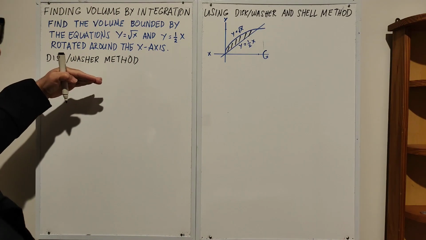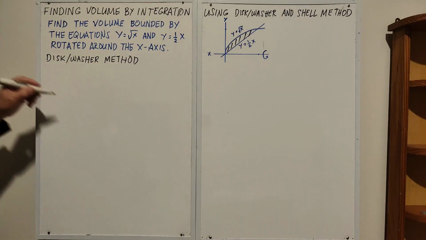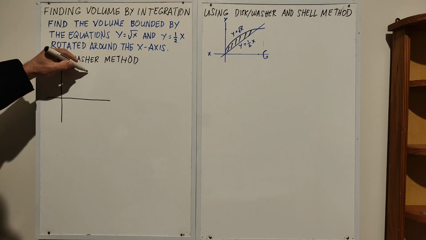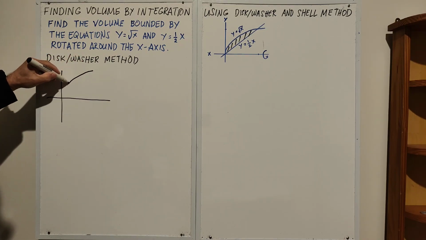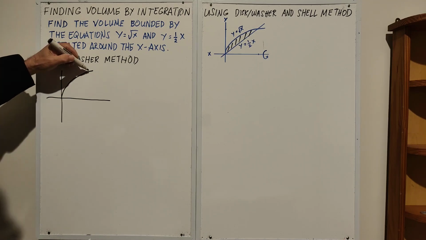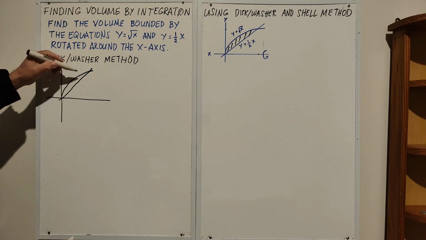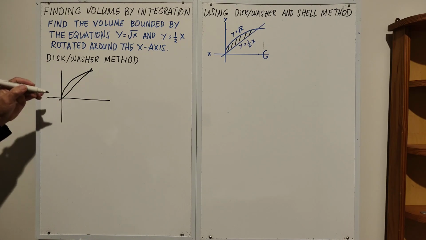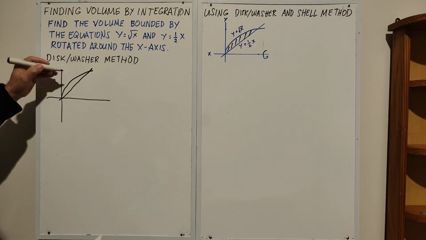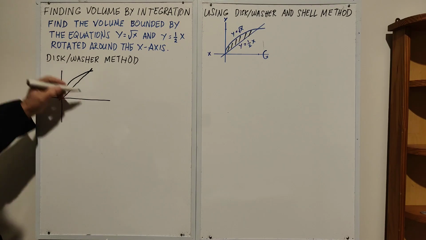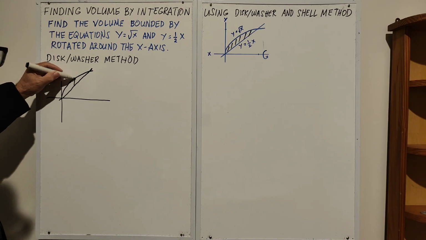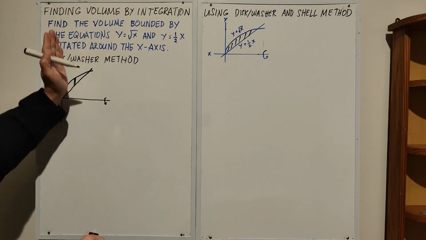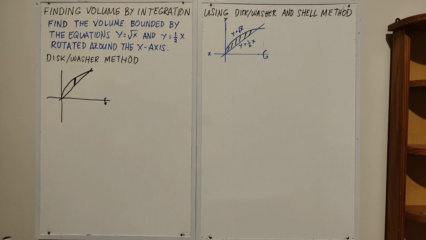So we will first discuss the washer method. I'll just rewrite that drawing. It will be like this, and then like this. So this is the area. Now in the washer method, the slicing is perpendicular to the axis of rotation. So this is your axis of rotation, and the slicing, the cutting, is perpendicular.